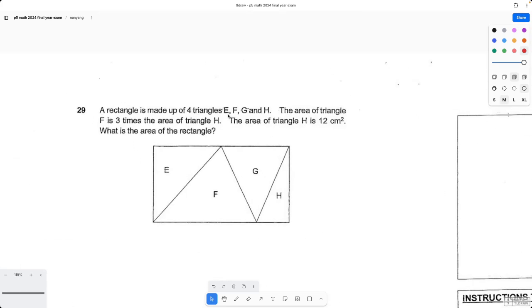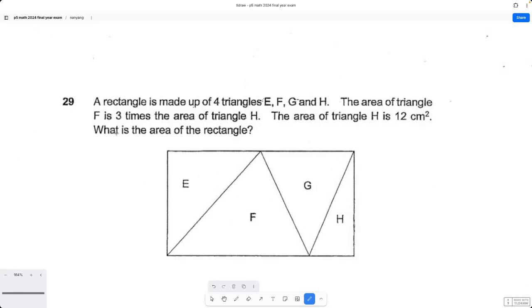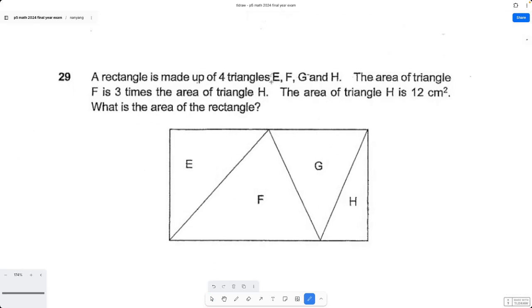Question 29 says a rectangle is made up of four triangles E, F, G, H. The area of the triangle F is 3 times the area of triangle H. The area of triangle H is 12 centimeter square. What's the area of the rectangle?